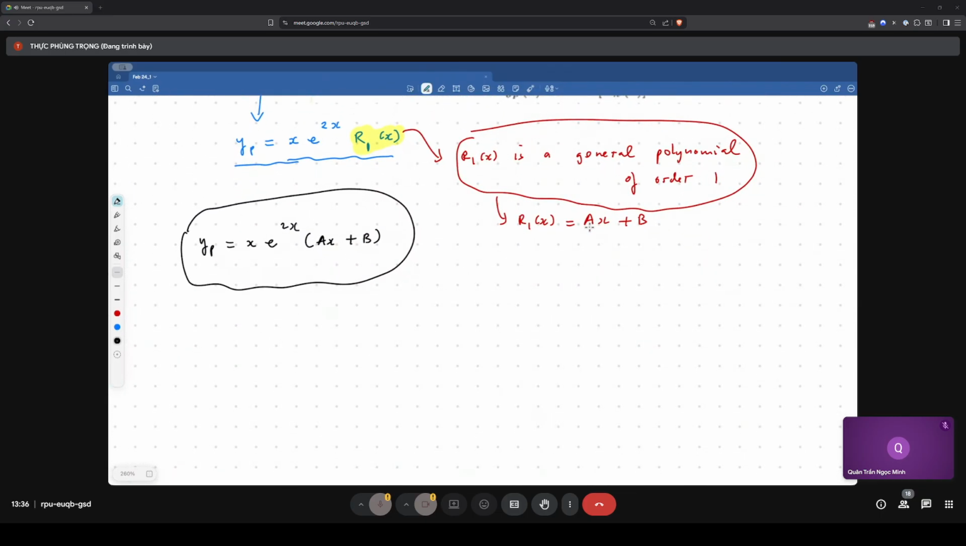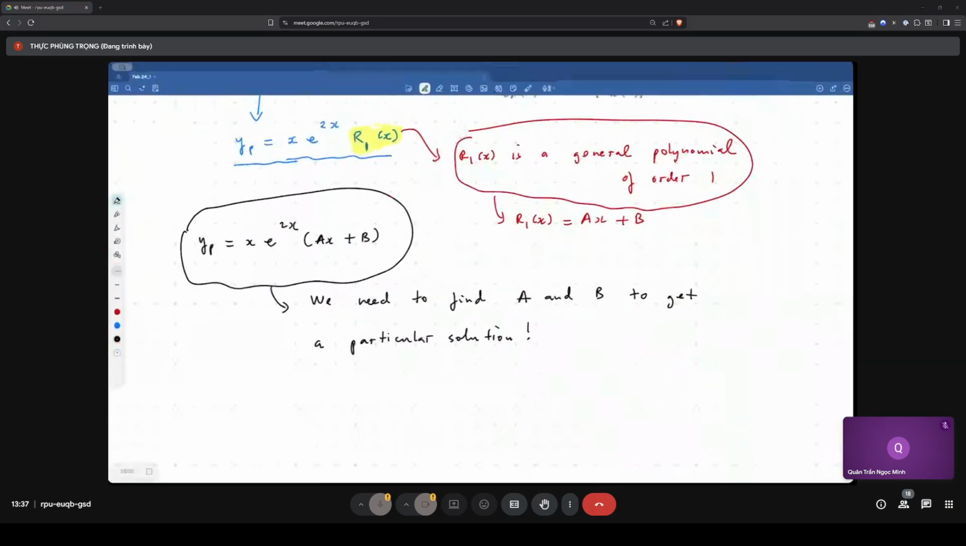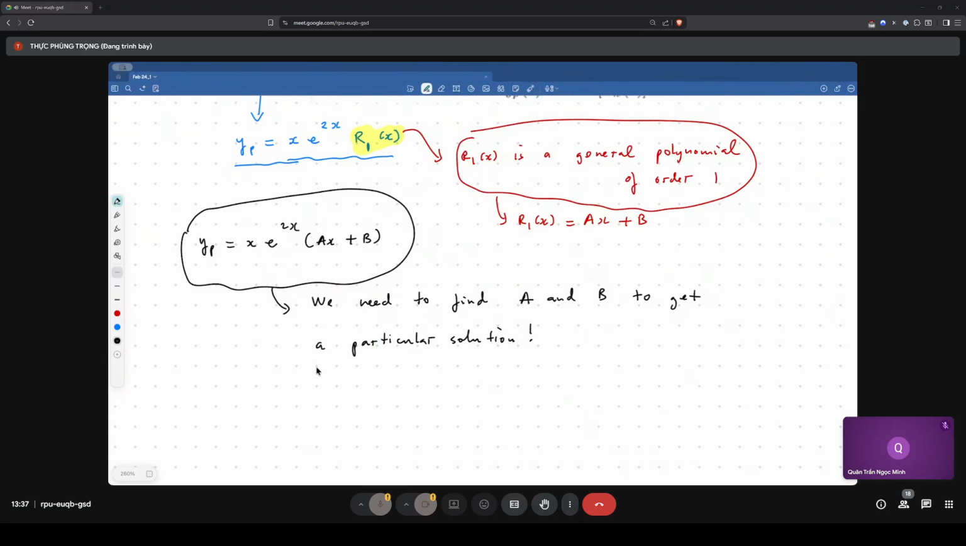So now, we need to find a and b to get a particular solution. So this is just the form. It's helpful because the formula gives you the right form. Let's say in these two forms, if you follow this one, in the end you will get no a and b. But if you follow this form, in the end you get a and b.